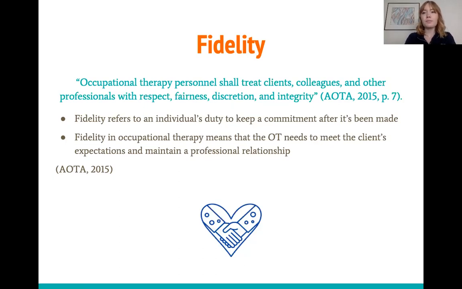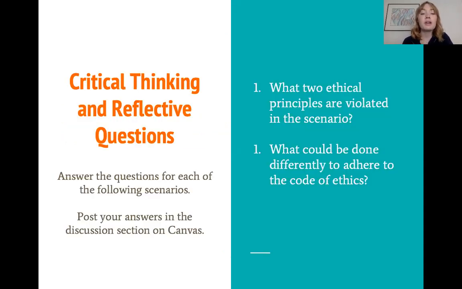Okay, so we are going to move on to your first assignment, which is going to be the critical thinking and reflective questions. You're going to answer the following questions for 3 scenarios, and then post your answers in the discussion post that was hopefully posted for you on Canvas. The 2 questions are: what 2 ethical principles are violated in the scenario, and what could be done differently to adhere to the code of ethics?